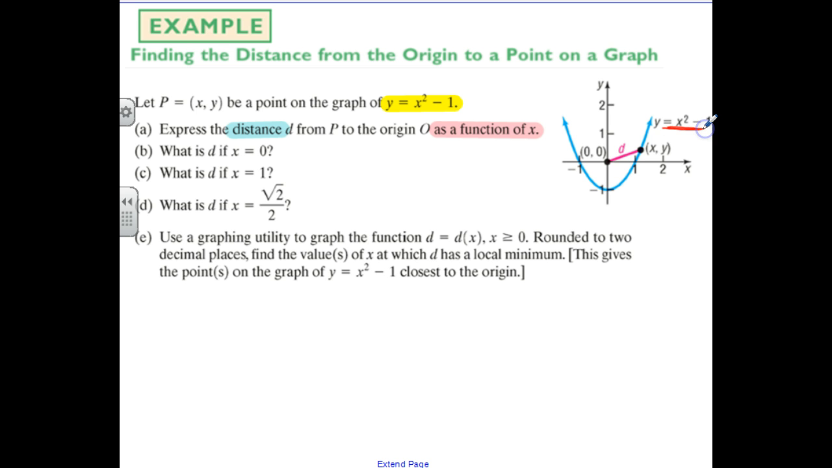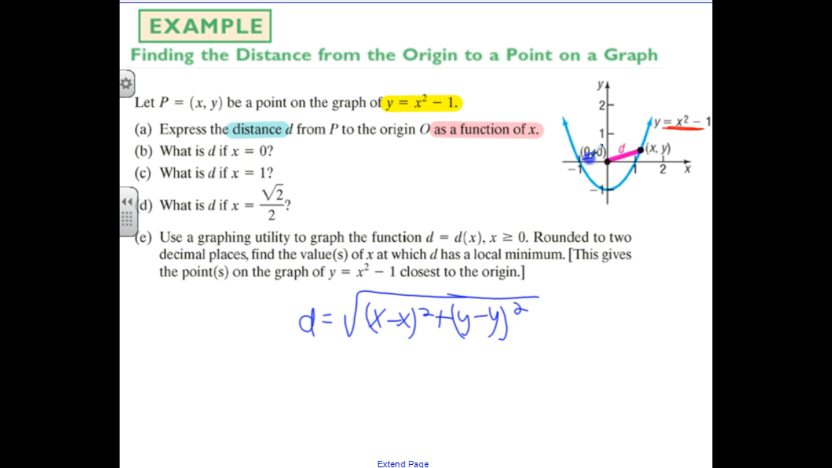This gets shifted, a vertical shift 1 unit down. What if we want to find this red distance in here between the origin and any point on the function? We'll call that D. And so I'm going to start with a formula. We know the distance is the square root of (x minus x) quantity squared plus (y minus y) quantity squared. So here's just the distance formula.